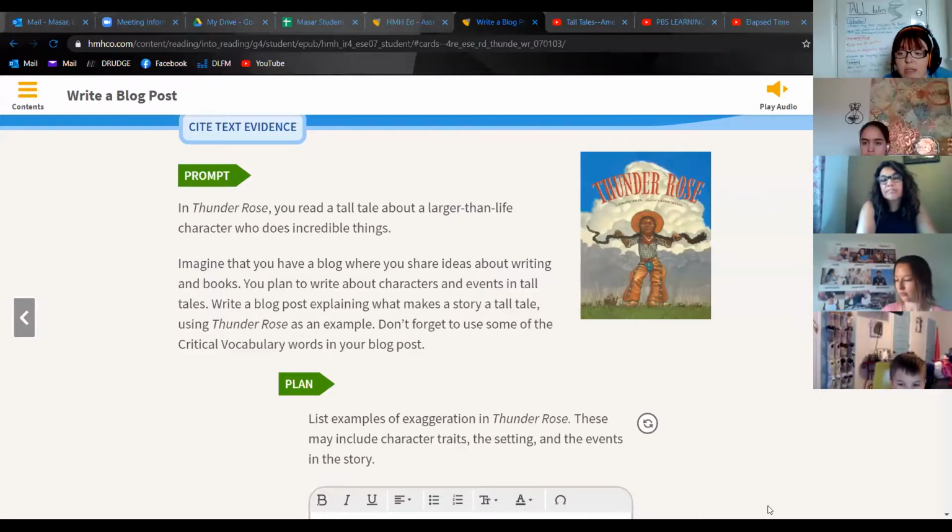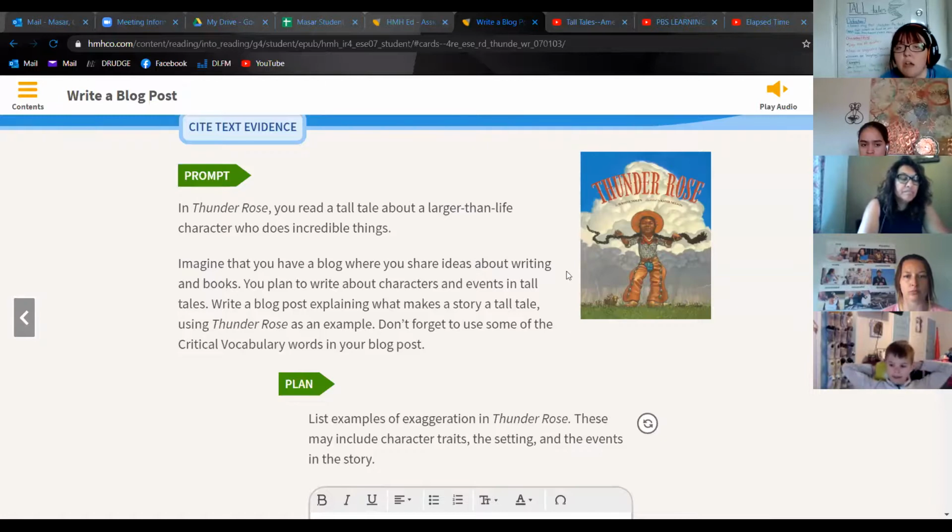And so you need to be on Zoom tomorrow, and you need to pay really close attention tomorrow so that you know what to do. You're going to imagine that you have a blog where you share ideas about writing and books. You plan to write about characters and events and tall tales. You're going to write a blog post explaining what makes a story a tall tale, using Thunder Rose as an example. Don't forget to use some of the critical words in your blog post.